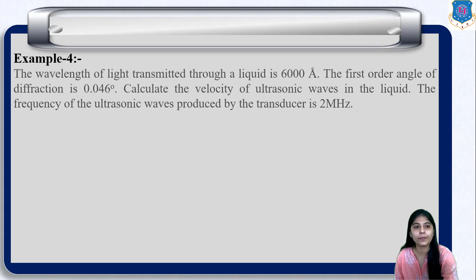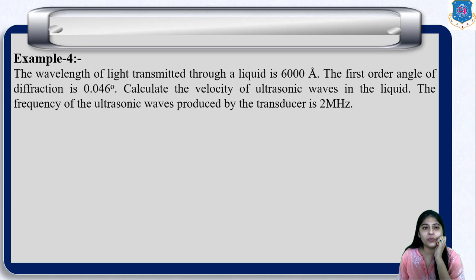Example 4, which says that the wavelength of light transmitted through a liquid is 6000 angstrom. First order angle of diffraction is 0.046 degree. We need to calculate the velocity of ultrasonic waves in the liquid. The frequency of the ultrasonic wave produced by transducer is 2 megahertz. Okay. Now this is an example of acoustic grating method. Okay, so what is given?